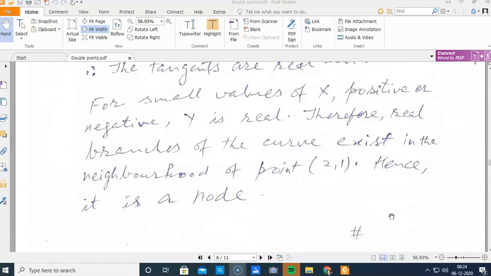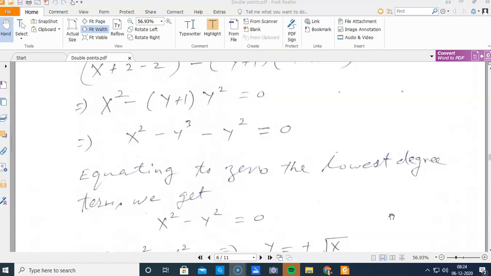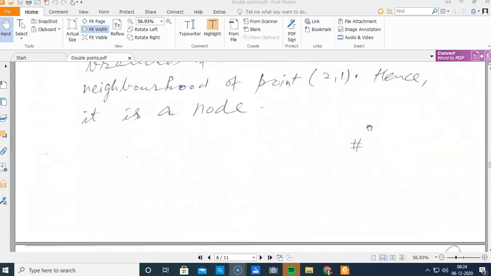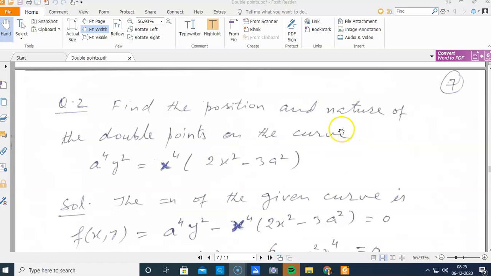So only the value of D, whether it is greater than 0 or equal to 0, is not sufficient to determine the nature of double points, because sometimes that can lead to wrong results. So the better approach is to shift the origin to the double point and then test the nature of the tangents as well as the existence of the curve in the neighborhood of that point.